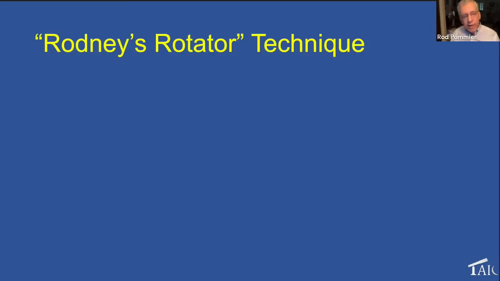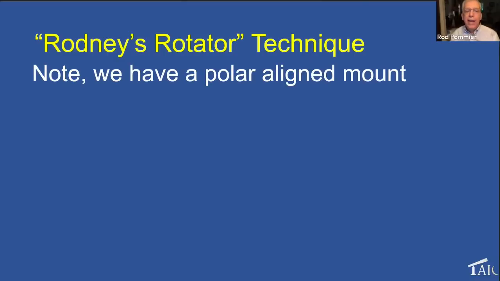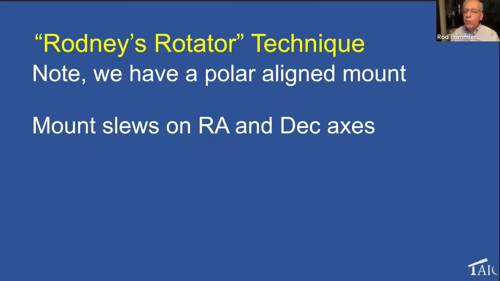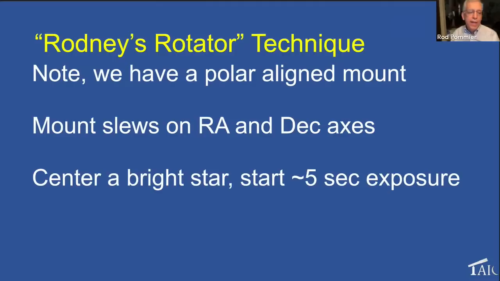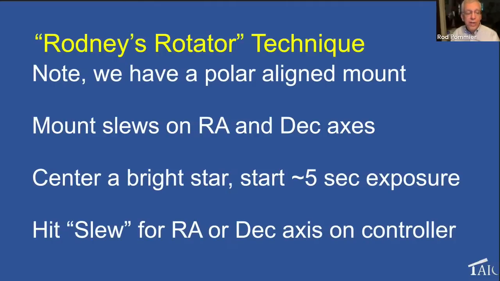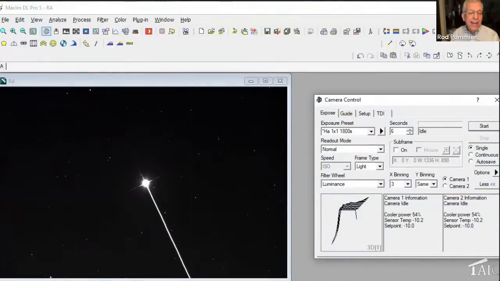So this is a technique that I've taught to some of my astrophotography mentees, and they've affectionately dubbed it Rodney's Rotator. So note that we have a polar aligned mount, and that means that the mount slews along the right ascension and the declination axes. So what you do is you center a bright star on the chip, and then you start a 5 or 6 second exposure. And while you're doing that, hit slew for either the right ascension or the declination axis on your telescope mount controller. And when you do that, that star will draw a straight line that is a right ascension line on your chip.